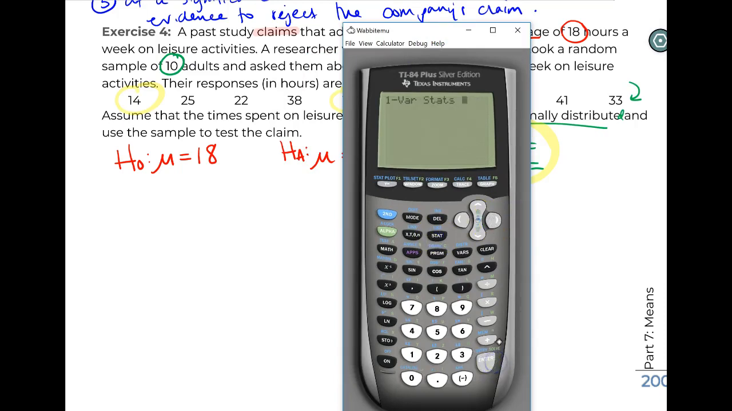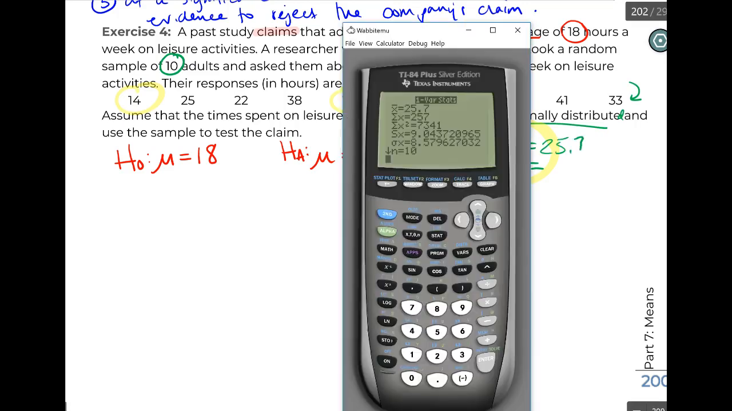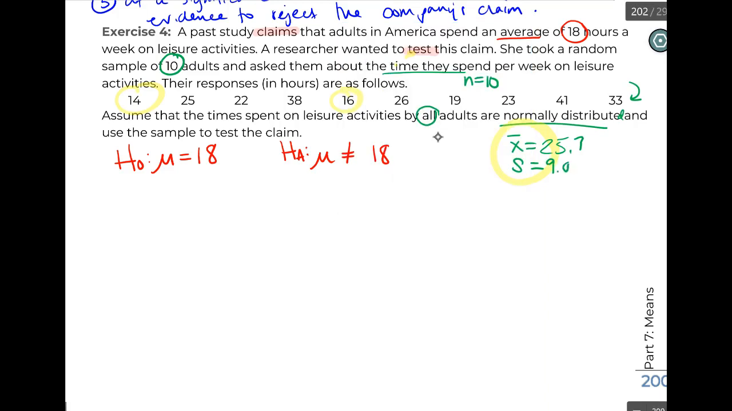So one var stats. I meant to go change this thing to green. x bar is 25.7. And then my standard deviation is 9.0437. And I know that it has that sigma on that output, but that sigma is based on population data, and we definitely have a sample, so we should be grabbing x bar and s. So we've done step one.